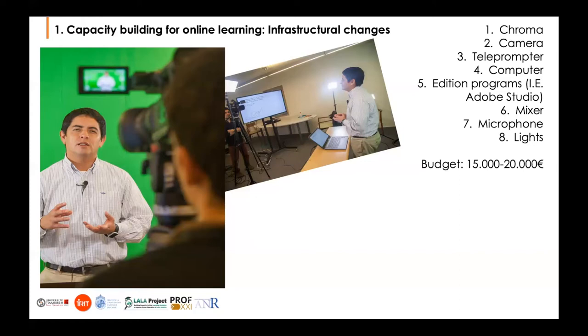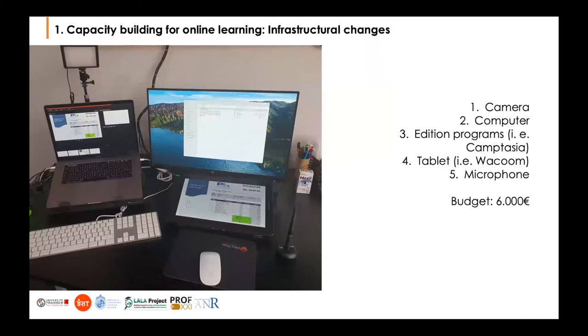This is an example of a particular studio. Usually you have to put between 15 and 20, this is the minimum, 20,000 euros. This is the minimum budget for having a studio that is more or less complete. But we have also prepared our teachers for making their own content, right? Maybe some of you are already prepared, but I have colleagues with all the setup at their desktop at home, with the camera, with two screens, with the tablet for writing, et cetera.